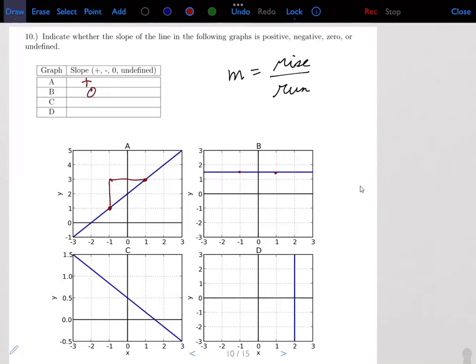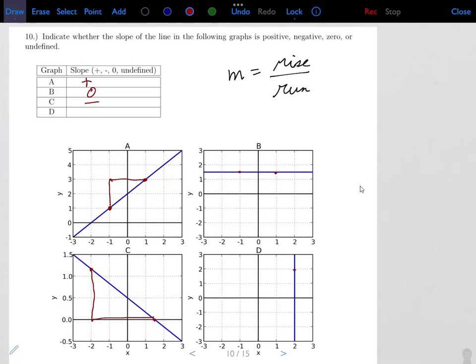So that's 0. Now C, if I start somewhere on the line here, to get to another point on the line, say right there, I need to move down. So I have a negative rise and then a positive run. So negative over positive would be negative, right? So if you have a line that slopes downward as you read left to right, that's going to be a negative slope. And then finally, D is a tricky one.